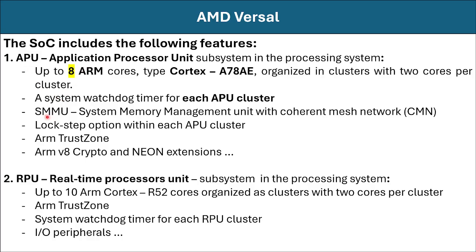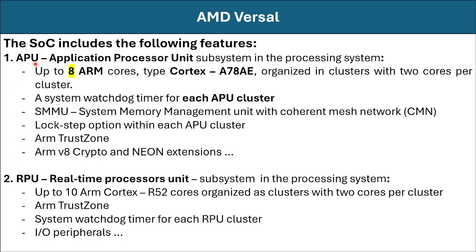Also inside that APU section, there is the SMMU, system memory management unit, with coherent mesh network, CMN. Also a lockstep option within each APU cluster. I'm not sure what this means; we will see later in the documentation. ARM TrustZone is also unknown to me. ARM v8 crypto and NEON extensions. Probably some crypto core which is doing encryption for different purposes, maybe especially for communication, if something needs to be encrypted and sent, or decrypted, and so on.